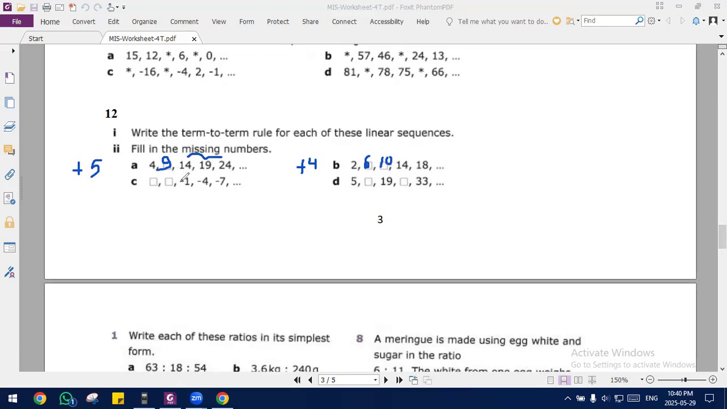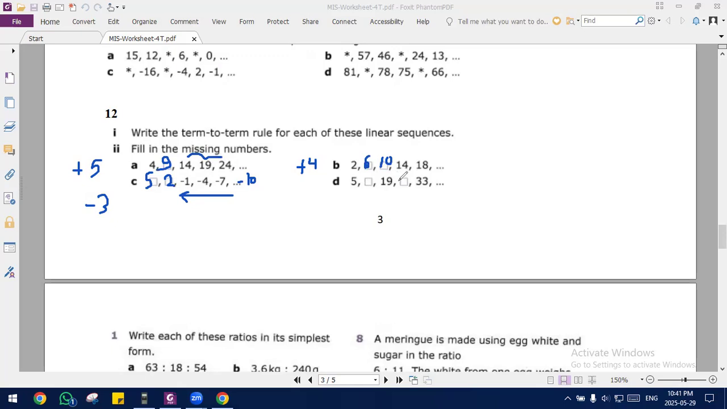Now part C, I have minus 1, minus 4, minus 7. Each time we are subtracting 3. So after minus 7, if I continue, it's minus 10. Now what if I'm going the opposite direction? So I should add 3. Minus 1 plus 3, 2. 2 plus 3, 5. Let's check it now. 5 minus 3, 2. 2 minus 3, minus 1. Minus 1 minus 3 is minus 4. Correct.